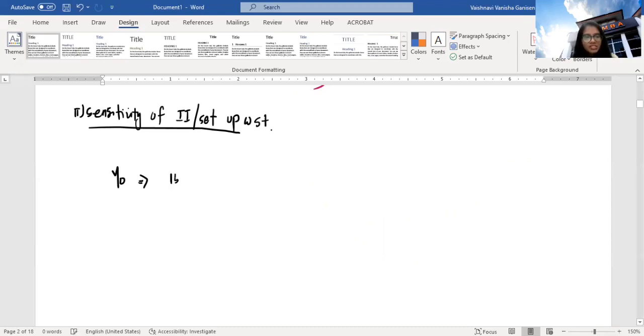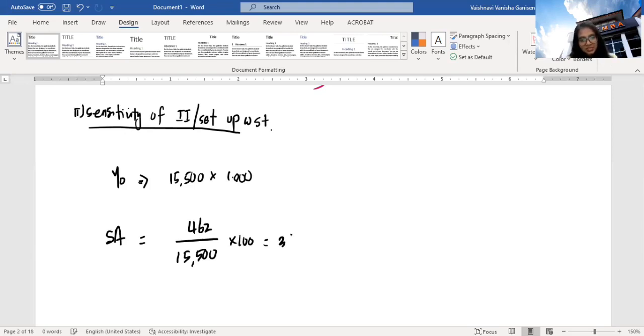Okay, 15,500 multiply 0. No tax, multiply 1.000. So sensitivity analysis equals to NPV 462 over 15,500 divided by 100. This is 3%.